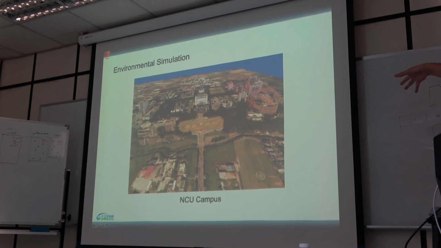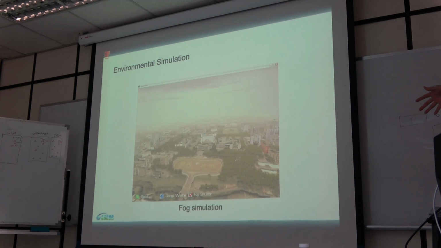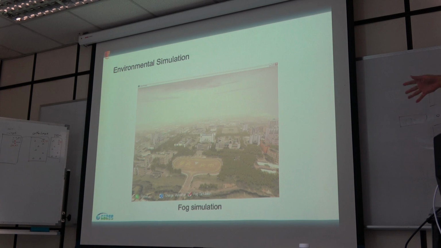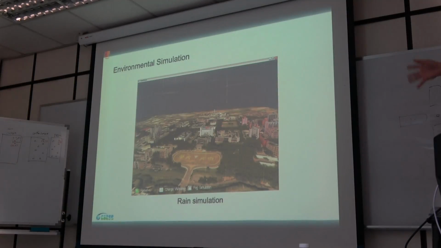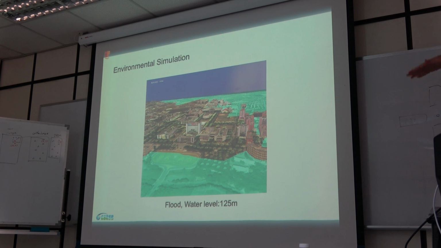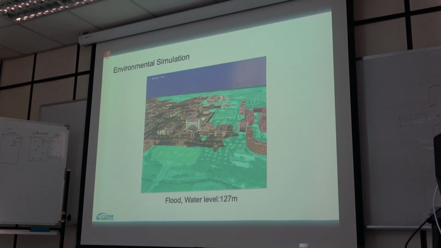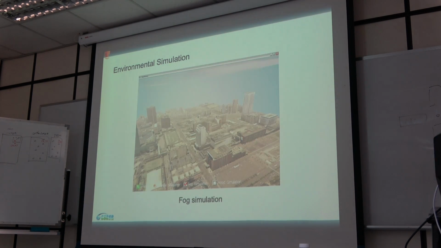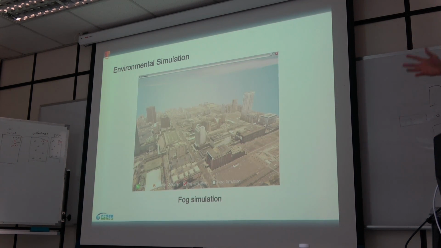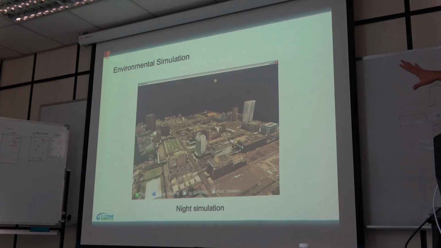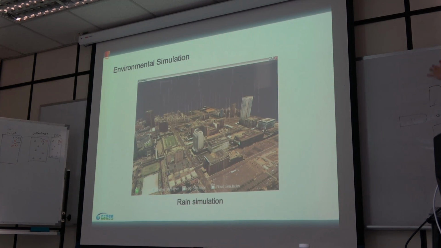So this is NCU, and we construct the NCU building model, and then we can apply some simulation, including fog simulation, night, and also raining, and also if you are under the water, for example, like that. So if NCU is underwater, then the whole Zhongli district is underwater. Yeah, hopefully it won't happen. Okay, and Taipei is something like that. You can reconstruct those building models, and then you can visualize them using different simulations.